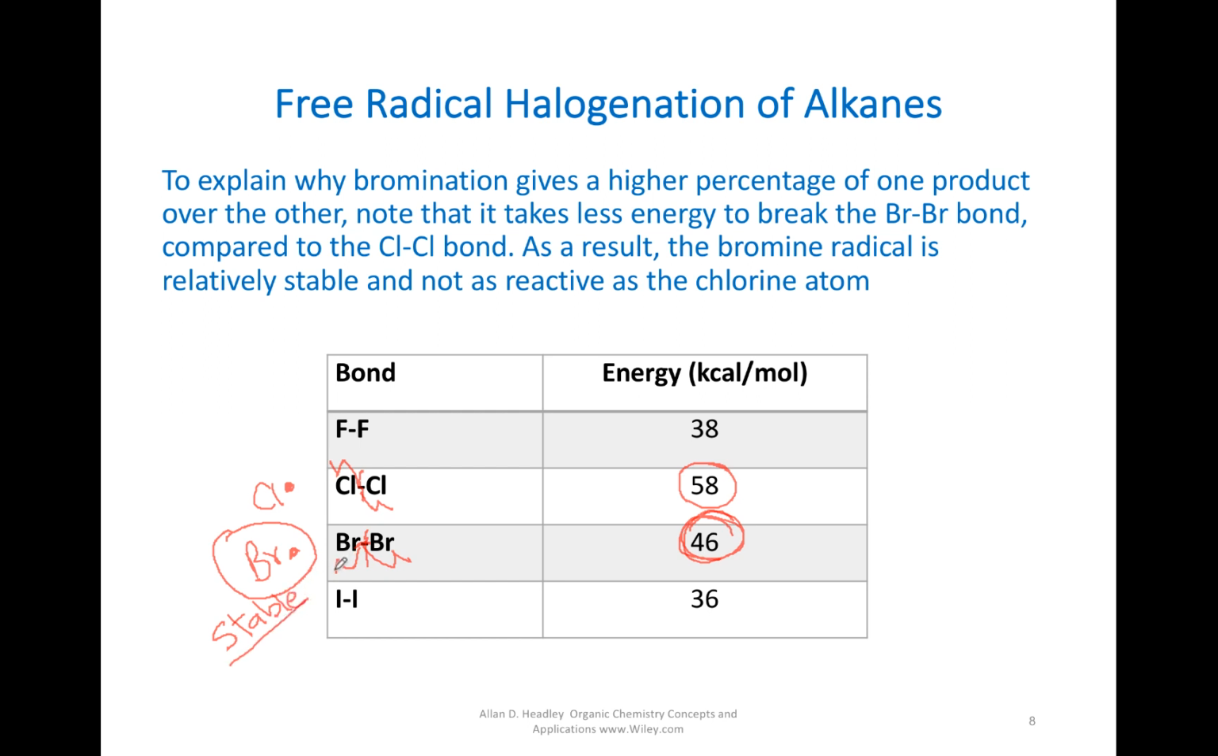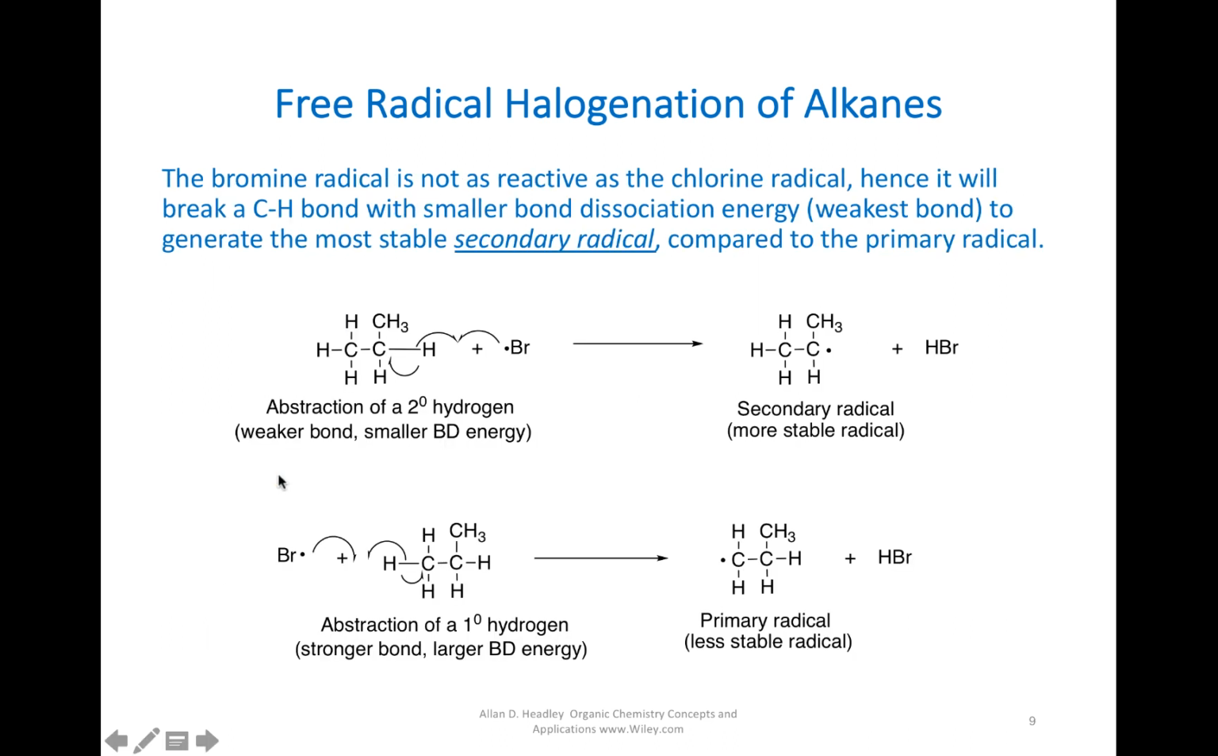We know why it's stable, because it is large. The chlorine-chlorine bond is stronger, and of course the chlorine radical is more reactive compared to the bromine radical. So that is key. The key here is the bromine radical is stable and less reactive compared to the chlorine radical, which is not as stable and more reactive. Let us apply that concept.